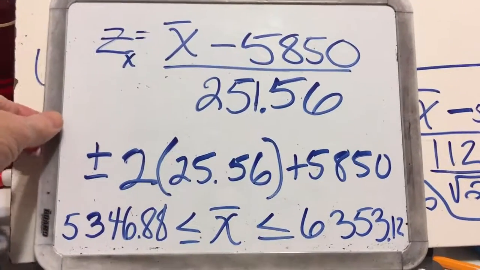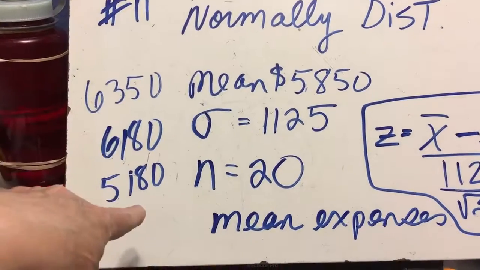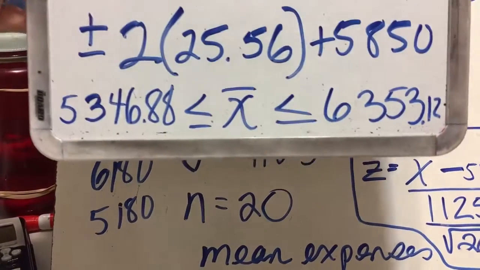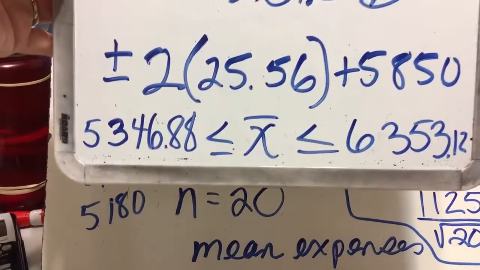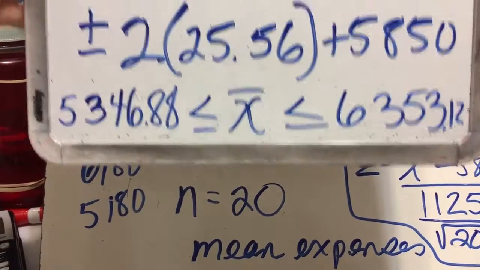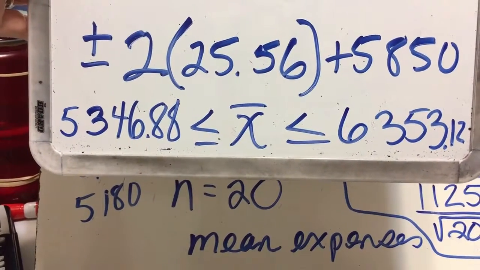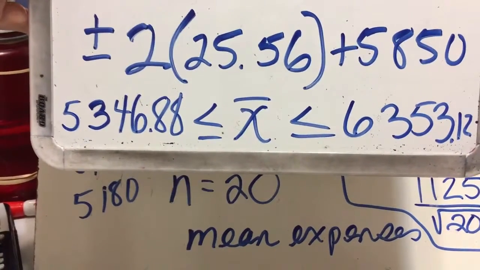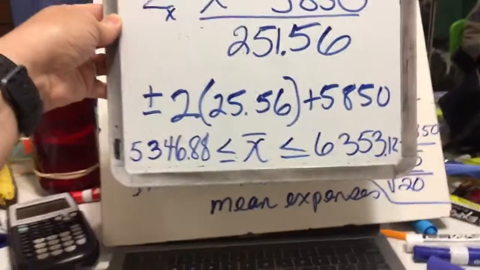Okay, so I'm back solving here. I look over here at these means and ask which one of the means that they proposed is not in this region. I looked at the 6350, and that would work because it is in between the two. And then the 6180, that would work because it's in between the two. But the 5180 is to the left of 5346, and therefore the 5180 is unusual. So I hope that makes some sense to you.